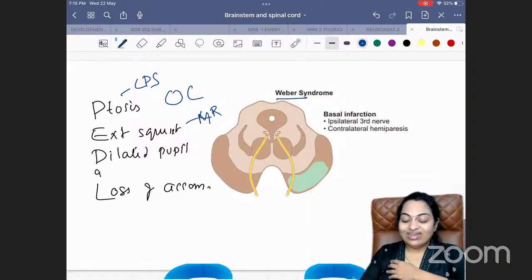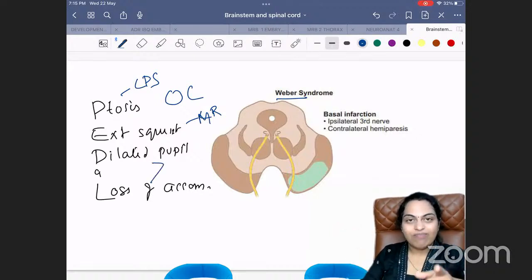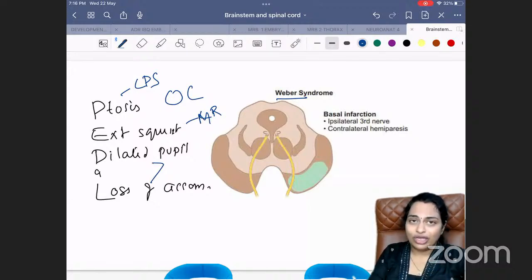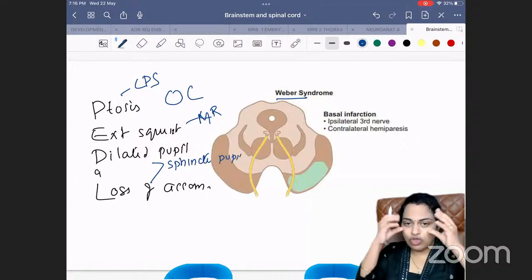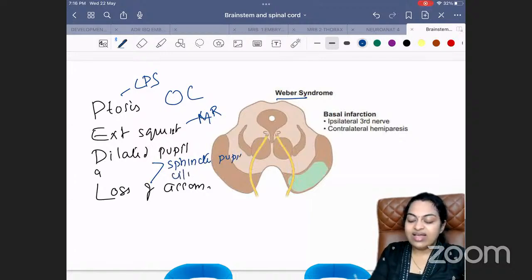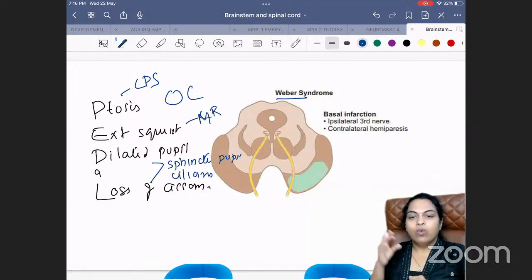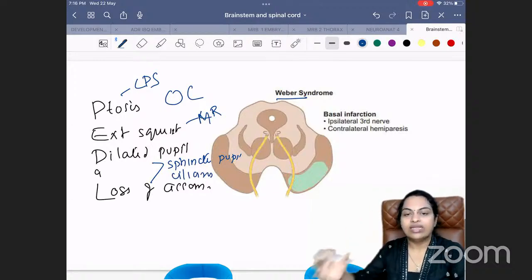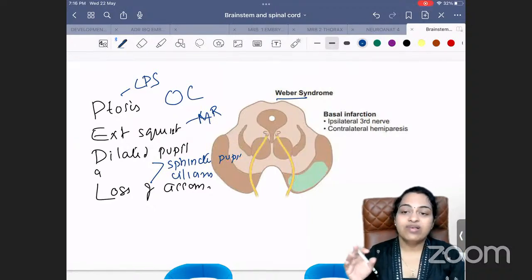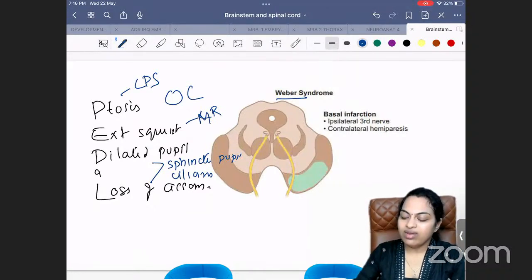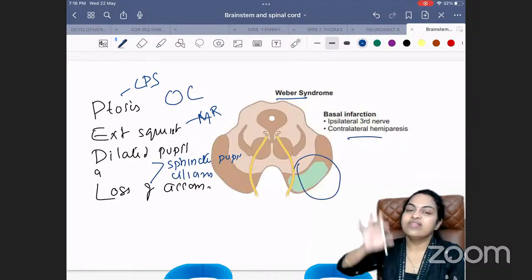Dilated pupil: the Edinger-Westphal nucleus, the parasympathetic nucleus, right? The parasympathetic fibers of the oculomotor nerve are going to innervate the sphincter pupillae, which is responsible for constriction of the pupil, and the ciliaris muscle, which is responsible for accommodation. So paralysis of these two muscles, you get a dilated pupil and loss of accommodation. Weber syndrome: third nerve, and contralateral hemiplegia due to involvement of the corticospinal fibers in the crus cerebri.